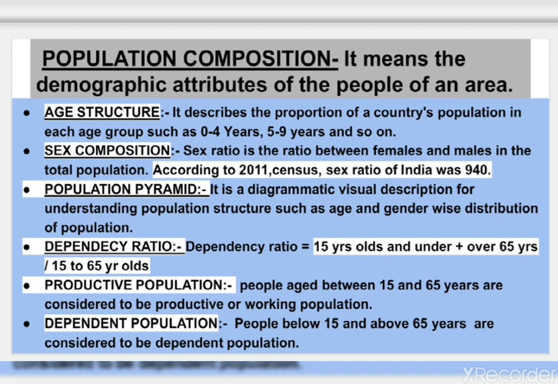Next is the dependency ratio. Dependency ratio, remember, it is the 15 years old and under, plus over 65 years, divided by 15 to 65 years old.